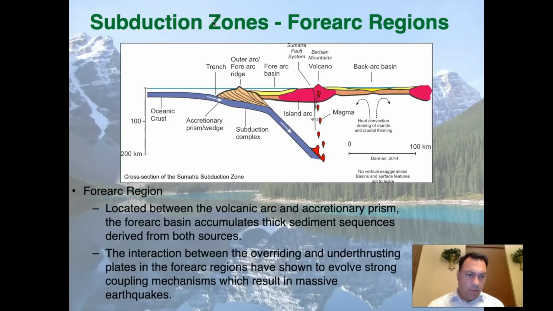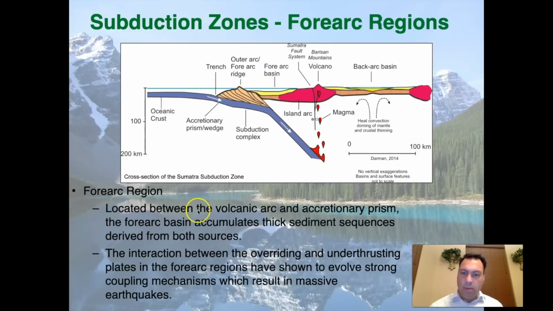Okay, so now that we've defined what an accretionary prism is and how it operates, it's kind of that stack of sediment sitting on top of the subduction zone right next to the trench. We can put together a little cross-section of the entire area. So this would be a cross-section, in this case, of the Sumatran subduction zone, where we have the oceanic crust coming in. It's hitting the outer arc, the fore-arc ridge that we see here, which is the subduction complex, the accretionary prism that we see here. And then behind there is a fore-arc basin.